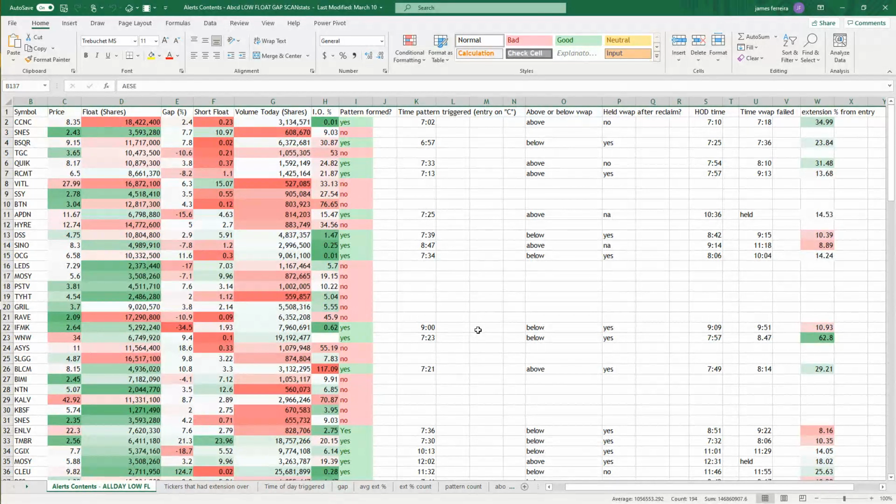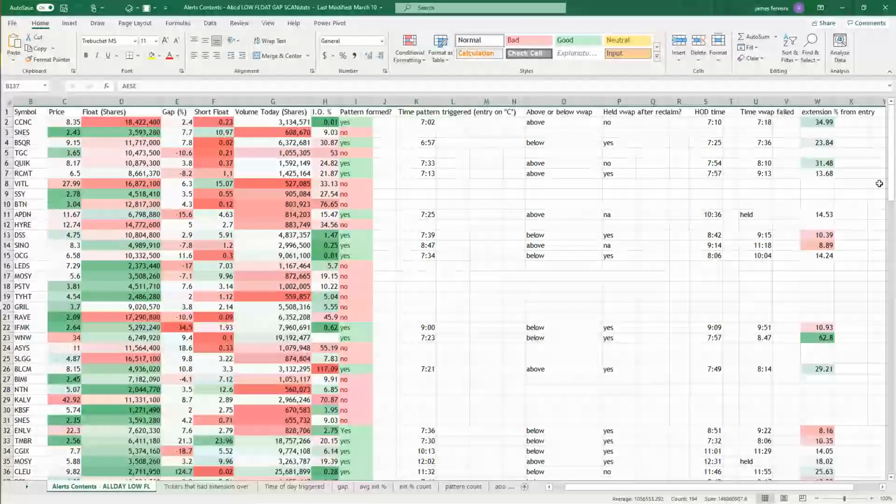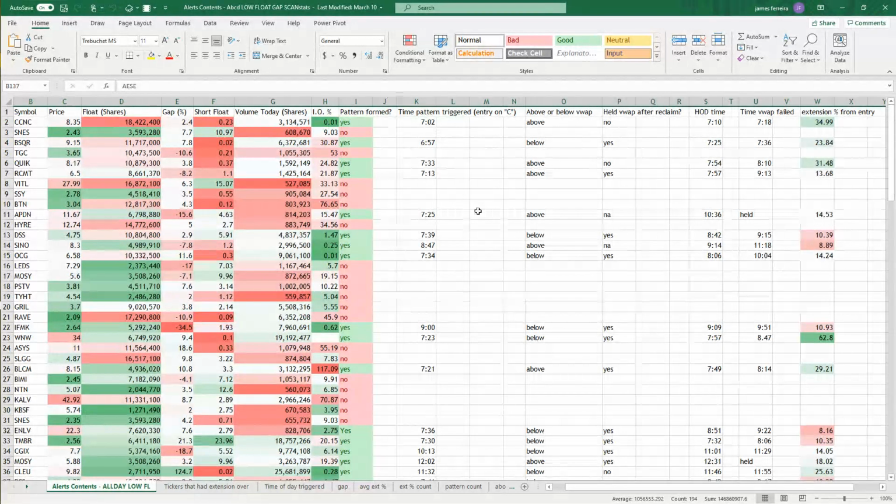because you're in a seller's market right there, low underneath VWAP, right? So you want to make sure that you've got stats to back that up. So this is just a basic overview of what my spreadsheets look like.